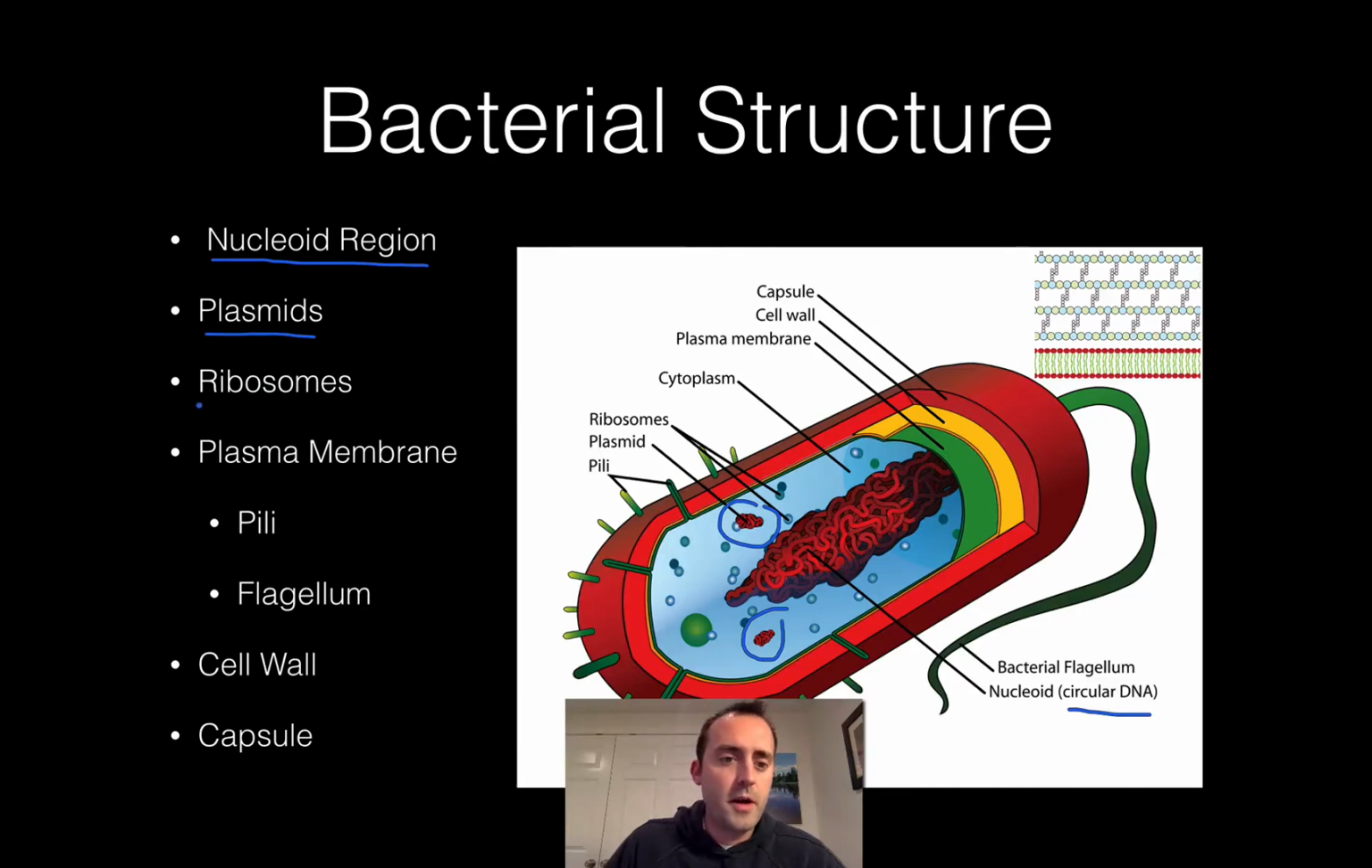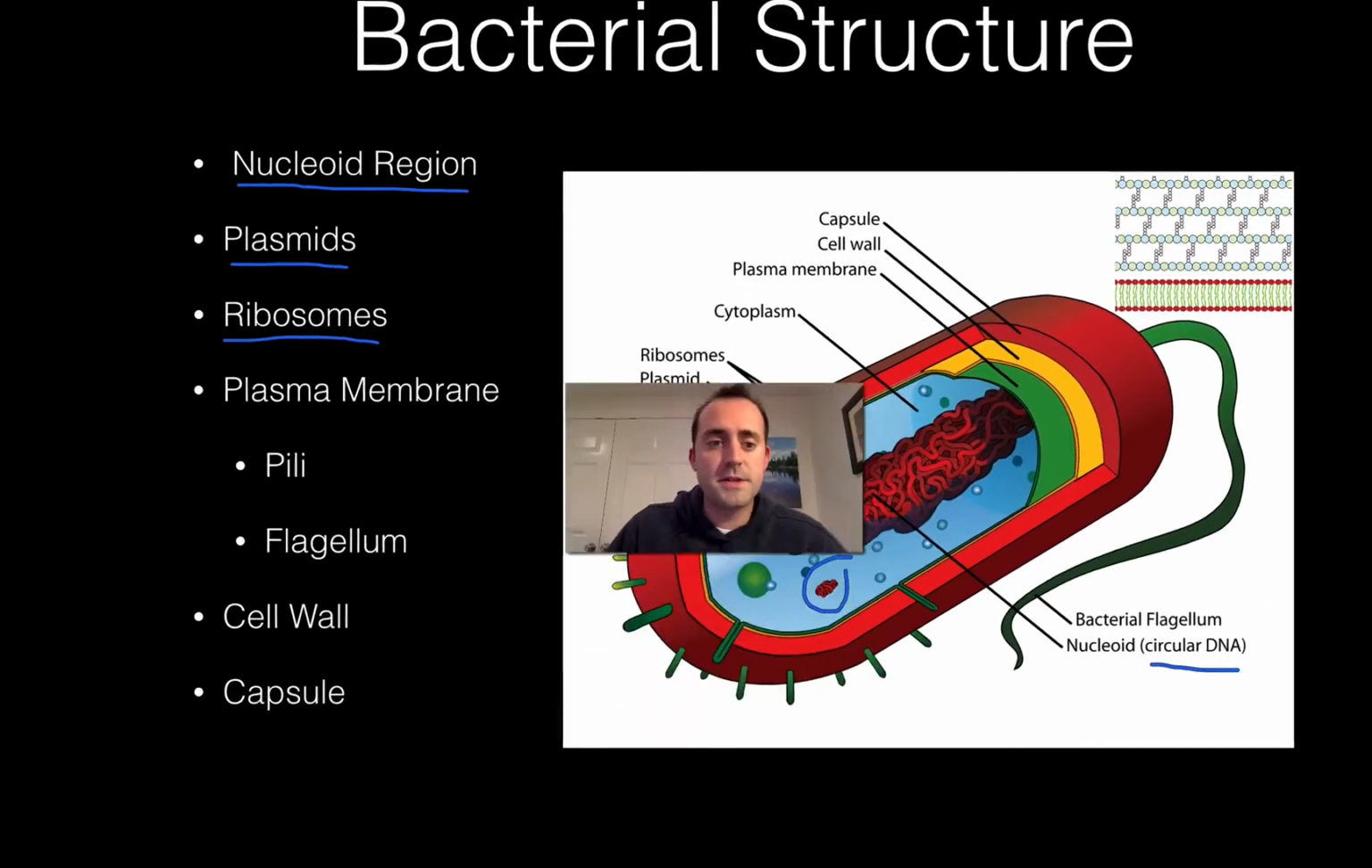Now, like eukaryotic cells, bacteria do have ribosomes, and ribosomes are scattered throughout the cytoplasm, and they're the basic machinery that builds bacterial proteins. Their ribosomes work just like ours. They take amino acids and instructions from the RNA, from the DNA, and they build proteins.